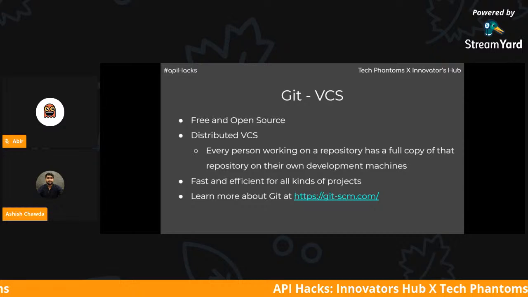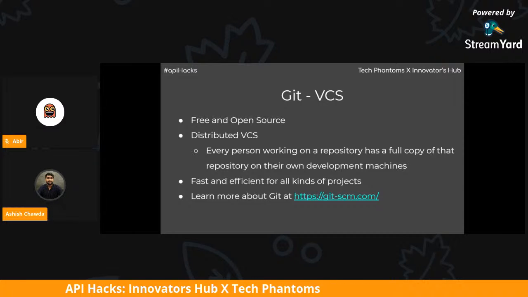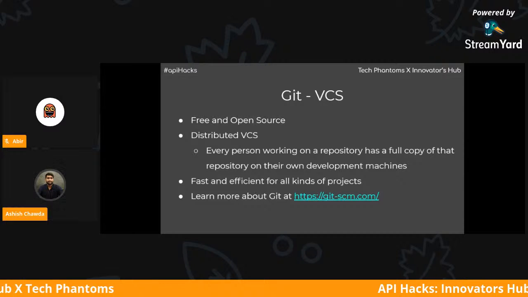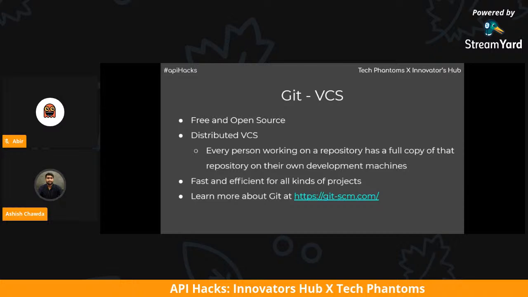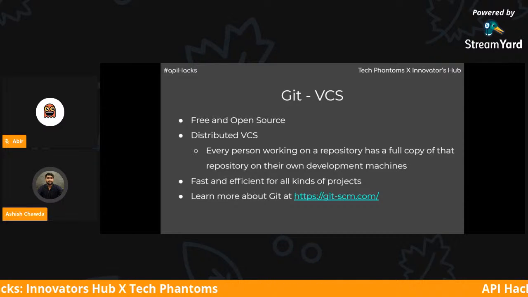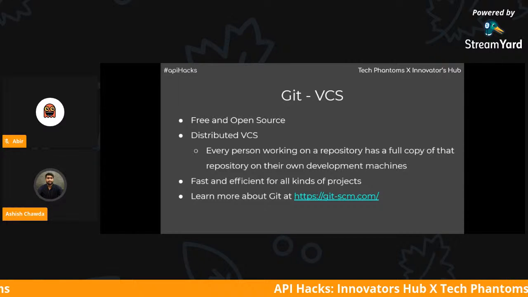So this is how Git works, and it is fast and efficient for all kinds of projects. By all kinds, I mean small projects and large projects. By small, I mean your side projects, like when you are working on your portfolio website or something for your college project. That is categorized as a small project, I think.